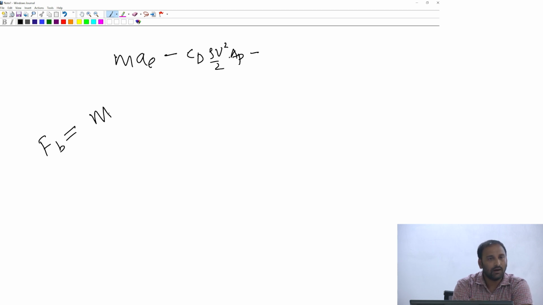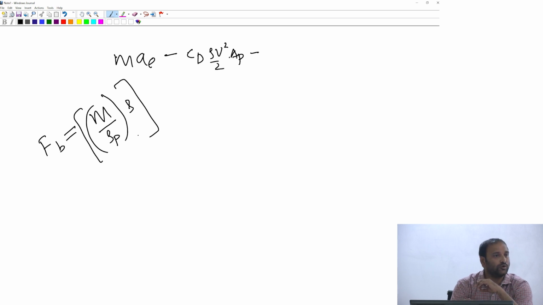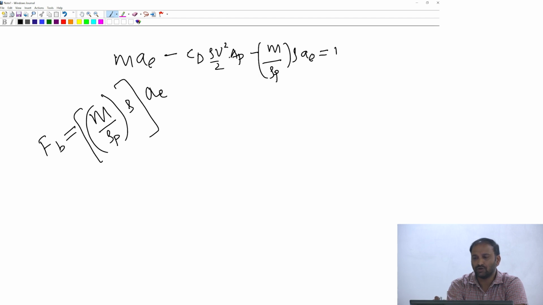If m is the mass of the particle that you're considering, m divided by rho p is going to give me the volume of the fluid that the particle is going to displace. Rho p is the density of the particle, times rho, the density of the fluid, gives the mass of the fluid that is displaced, times Ae, the acceleration because of the external force, and that is going to be your Fb. Therefore I can write this as m divided by rho p into rho times Ae, which should be equal to m into dv by dt.